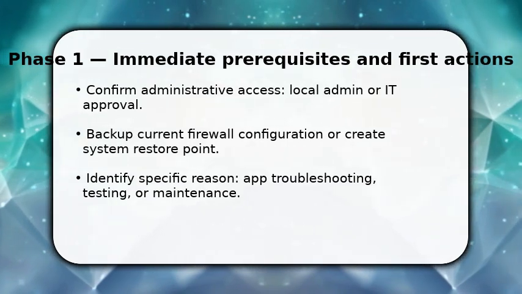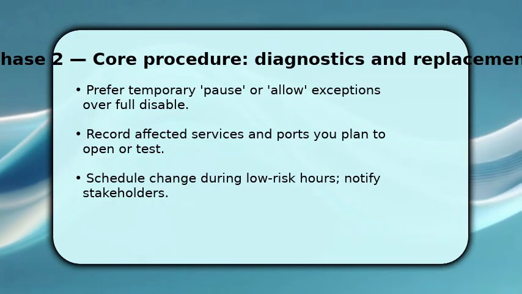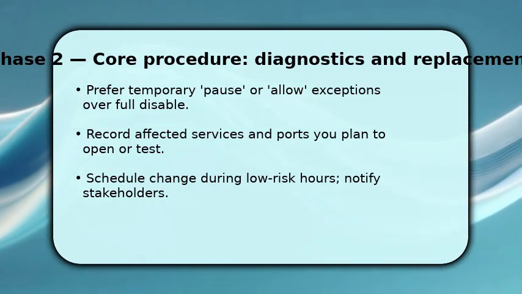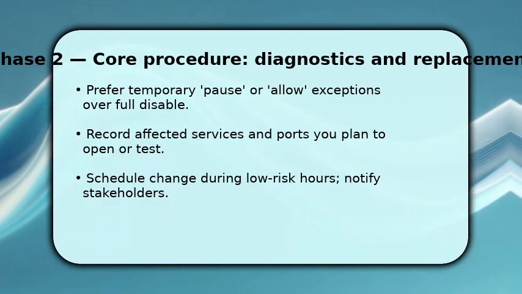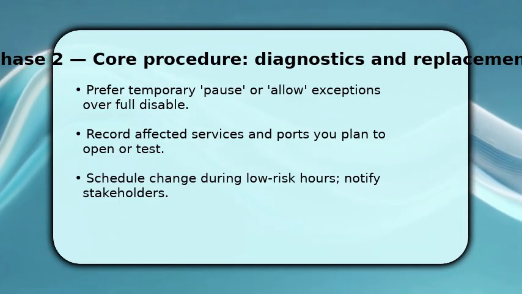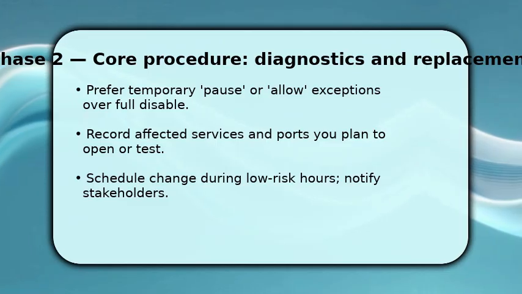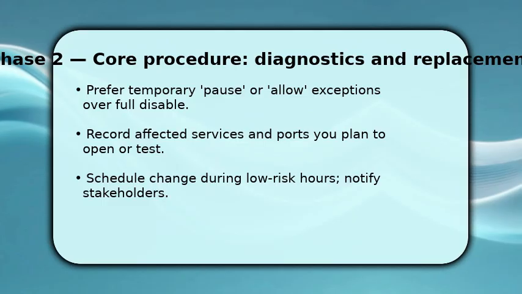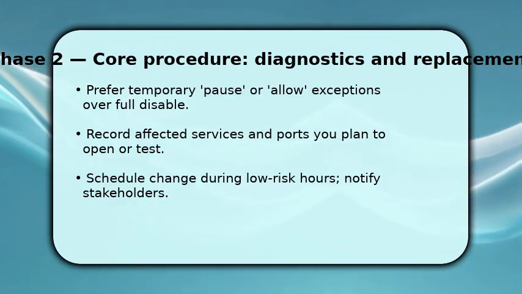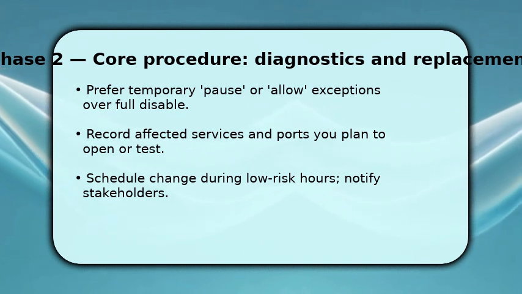Next, choose the least risky method. Temporarily pausing protection or creating an allow rule for the specific app is safer than wholesale disabling. Once done, document which services, ports, or processes require access so you can limit scope and duration. Make the change during low-usage windows and notify teammates or stakeholders. This reduces impact and detection surprises. If you are unsure which option to pick, consult IT support. They can apply controls that maintain visibility while helping you test.